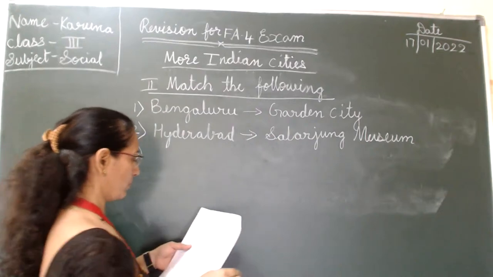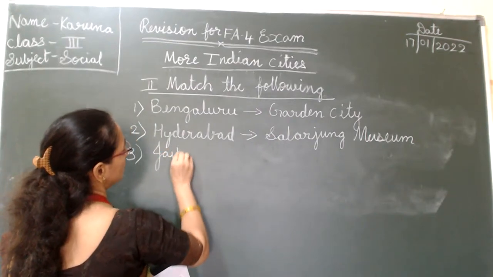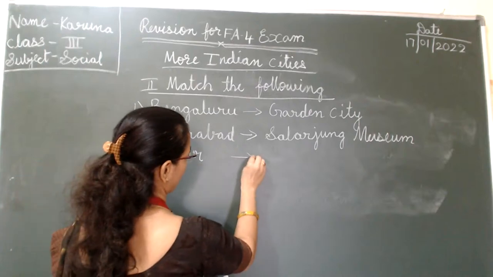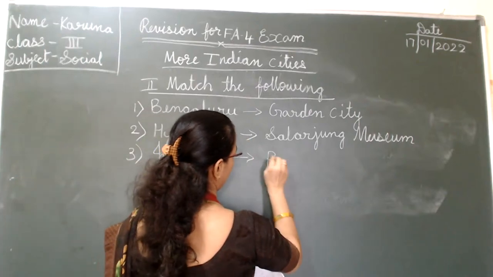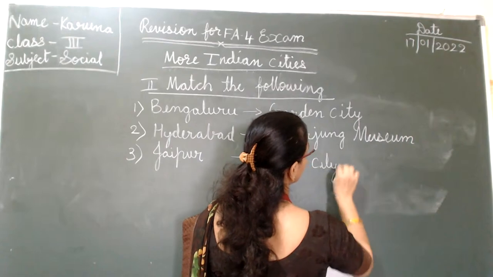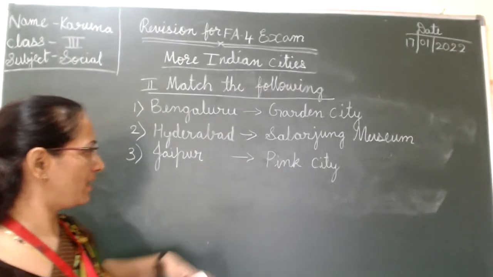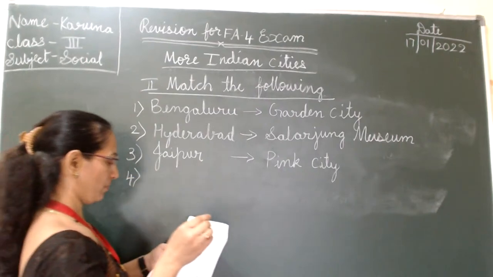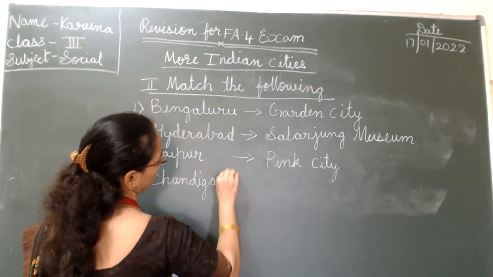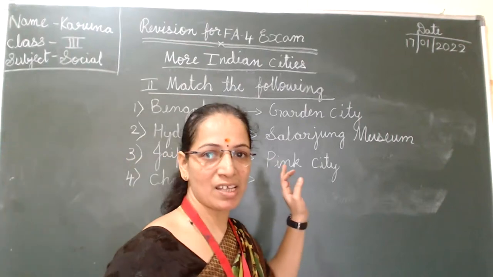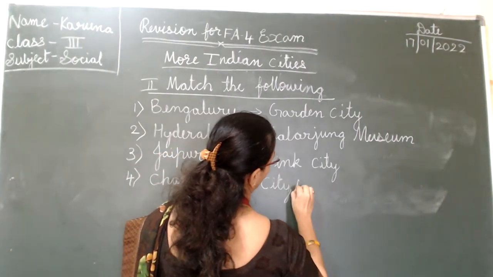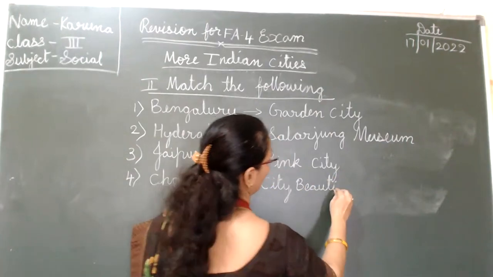Third one, Jaipur. Jaipur, one more name is there. Jaipur calling, yes, Pink City. Jaipur, Pink City. Fourth one, Chandigarh. Now, in fill in the blanks, already you wrote. Which one? Yes, City Beautiful.